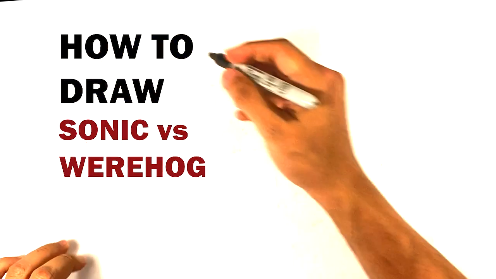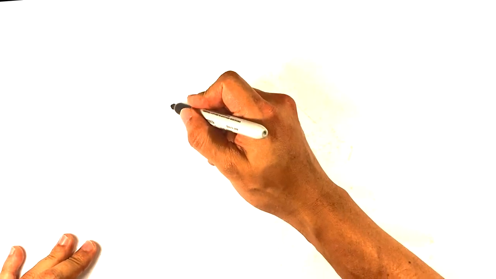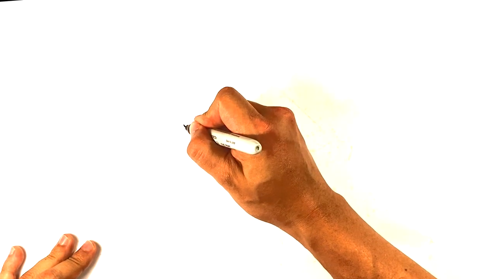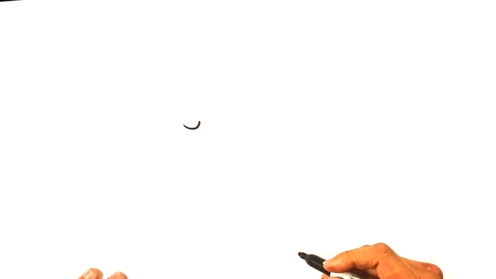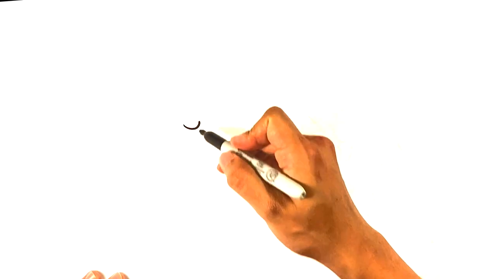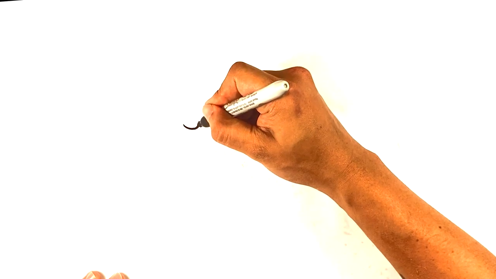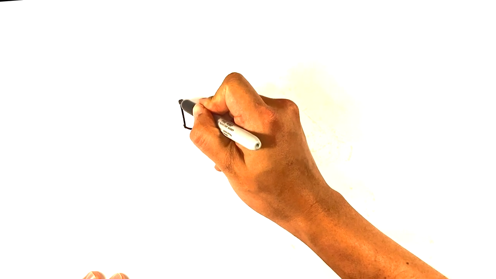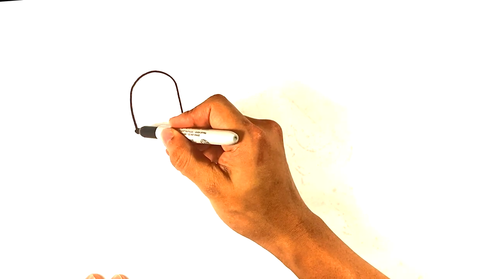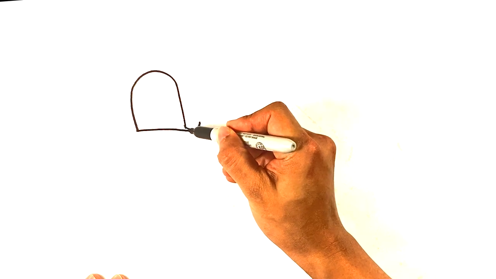Let's get started, okay? First thing I'm going to do here is start with Sonic on this side. So right here, I'm going to start with kind of a curved line for his angry brow, and from this side I'm going to do this gravestone shape that Sonic tends to have for his eye. I'm going to go over here, curve in.